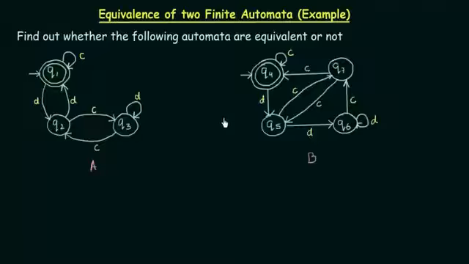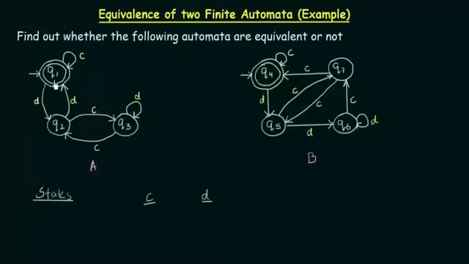Okay, and the other condition was that for every pair of states, the pair of states generated on a particular input should be either both final states or both intermediate states. Then they will be equivalent. So let us check that condition. For that, let me make a table over here. Here I'll have the pairs of states, and in this automaton the inputs are C and D. C and D are the input symbols that we have.